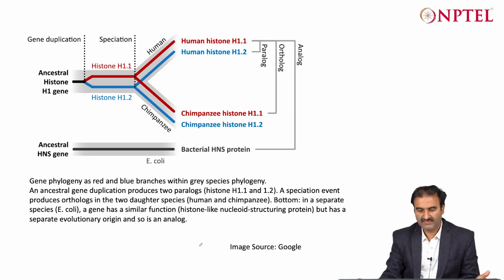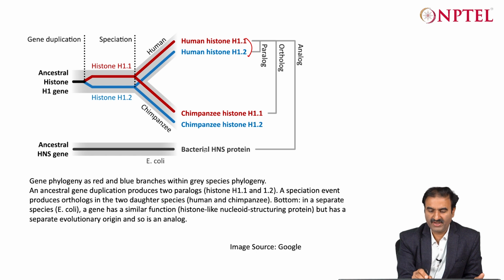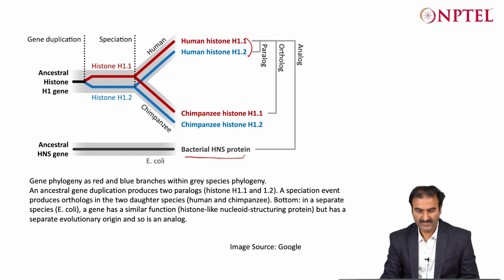Okay, so through an example, if you see these are histone proteins, histone H1.2 and H1.1, in human and chimpanzee. These are the paralogs. These are the orthologs present in both human and chimpanzee, H1.1, H1.1. And there is an analogous protein also present in bacteria, HNS, that also does a similar job.